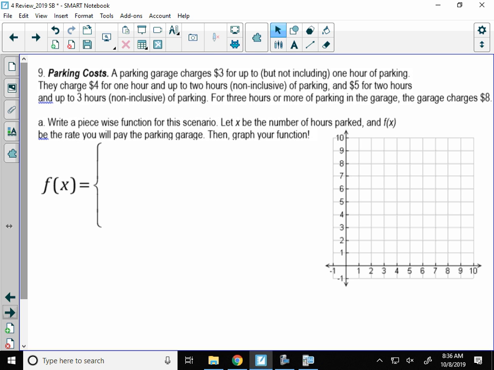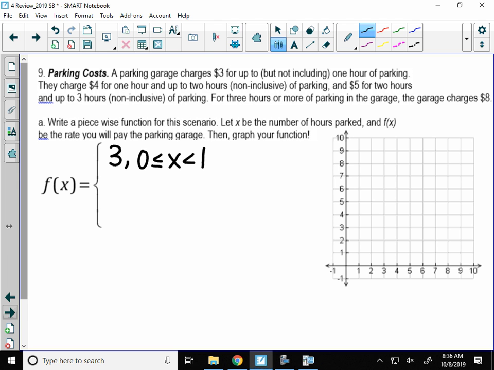So let's write a piecewise function and graph it. We'll start with the first sentence. They charge $3 flat. It's not per hour, it's just $3. So this is a constant function for up to, but not including, 1 hour of parking. Now, just like the zoo problem, you can't park a negative number of hours. You could park 0 hours here, so we have to include 0 in the domain.